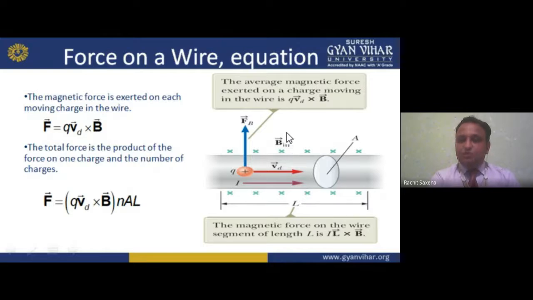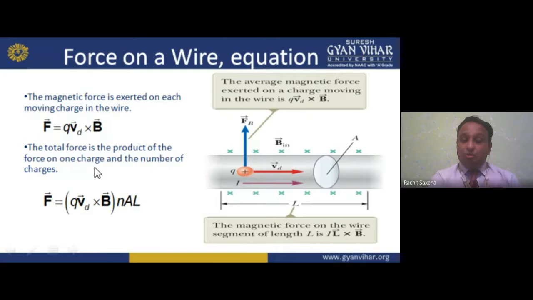In a wire with this area we have B. So we can write what the force value will be. The force value is this charge into this velocity into the magnetic field. Here it is written; see, here it is written. Now the total force is the product of the force on one charge and the number of charges.